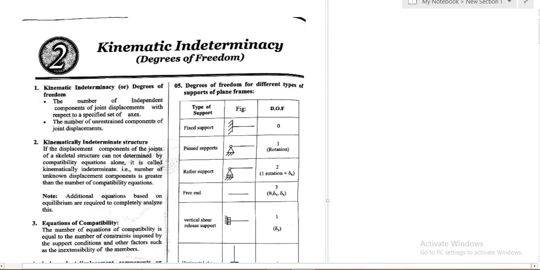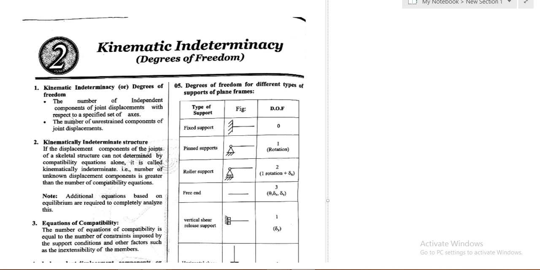Today we are going to start a new topic of the structural analysis part, that is called kinematic indeterminacy. Basically, in kinematic indeterminacy, we are finding out the number of degrees of freedom in a particular structure. Earlier, in static indeterminacy, we were finding the number of constraints in a structure. But in kinematic indeterminacy, we are finding out the number of unrestrained parts in a particular structure.